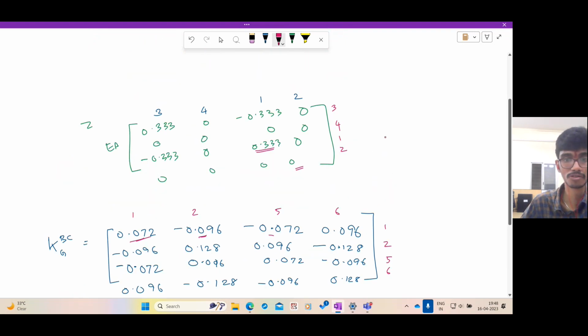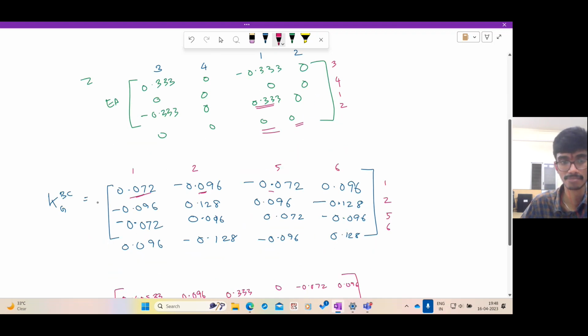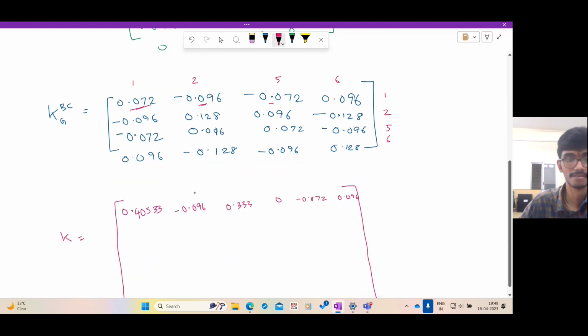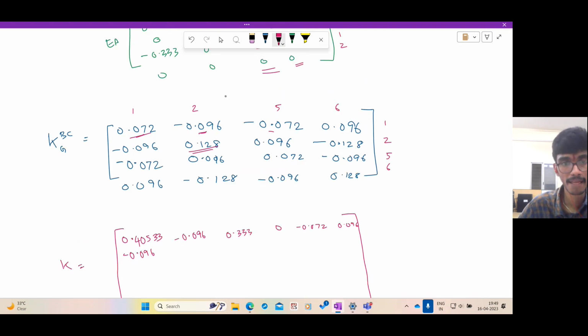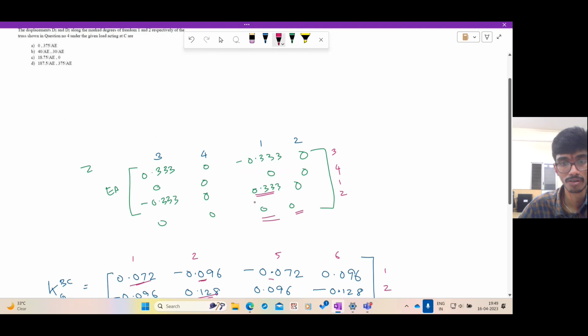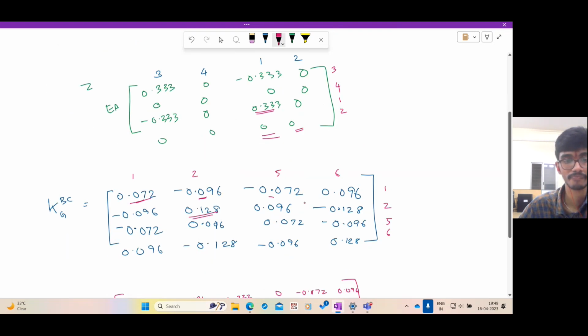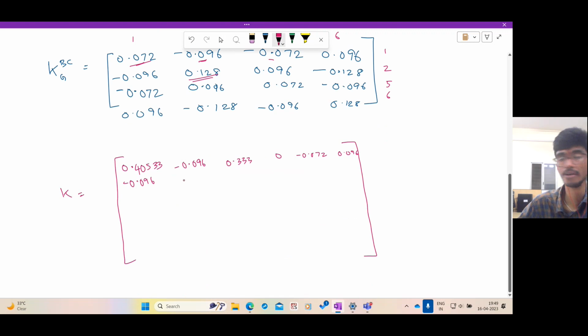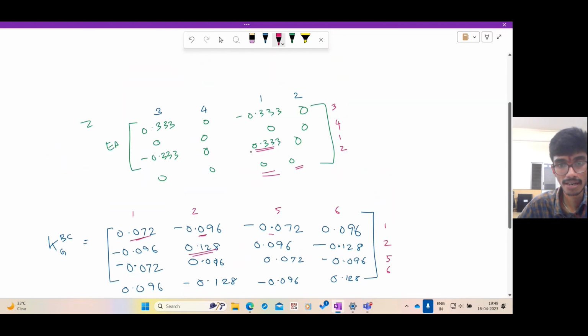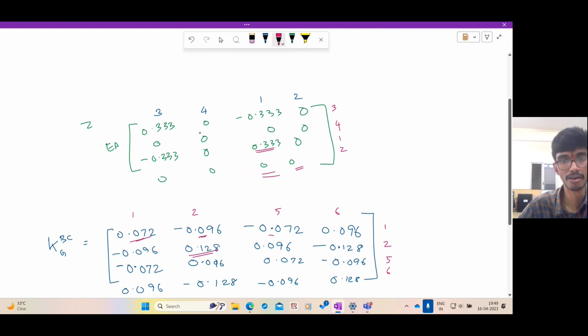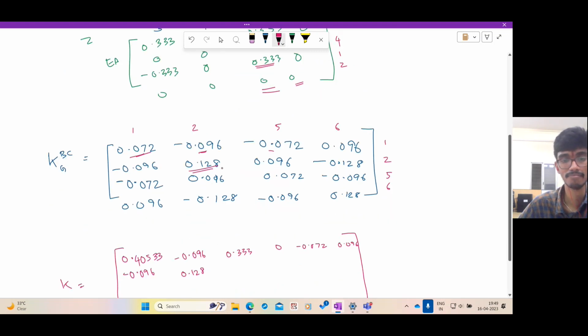So 2, 1. Where is 2, 1? So there's a 2, 1 here, and that is 0. Plus there's a 2, 1 here, which is minus 0.096. So this is a minus 0.096. And what is 2, 2? We have a contribution from here and also from here to 2, 2. So 2, 2 is 0.128. And what is 2, 3? So 2, 3 comes only here, which is 0.